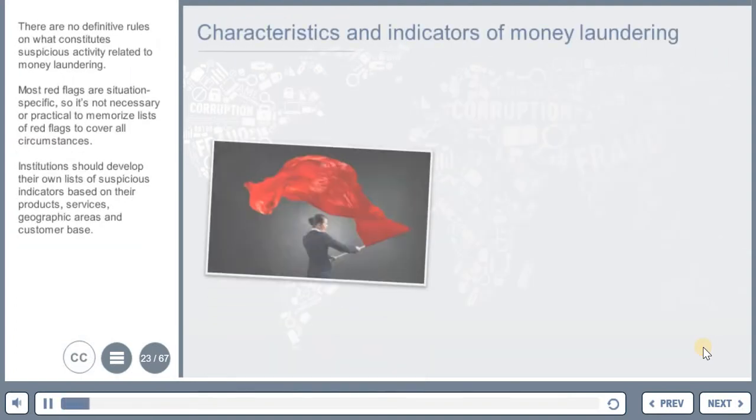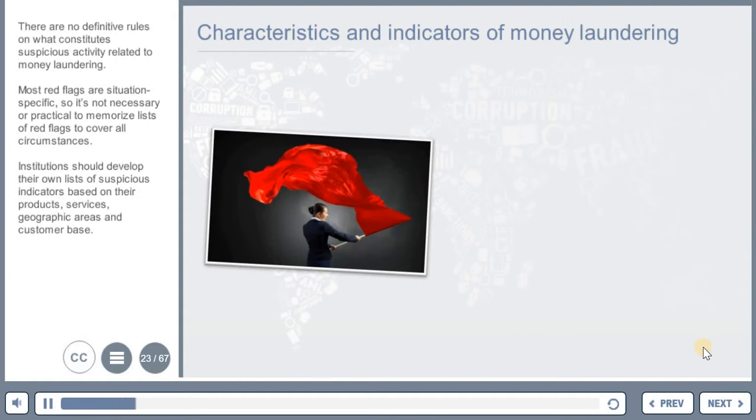There are no definitive rules on what constitutes suspicious activity related to money laundering. Most red flags are situation-specific, so it's not necessary or practical to memorize lists of red flags to cover all circumstances. Institutions should develop their own lists of suspicious indicators based on their products, services, geographic areas, and customer base.